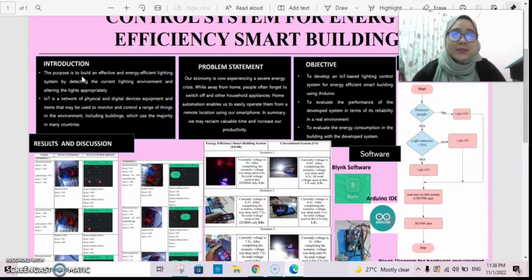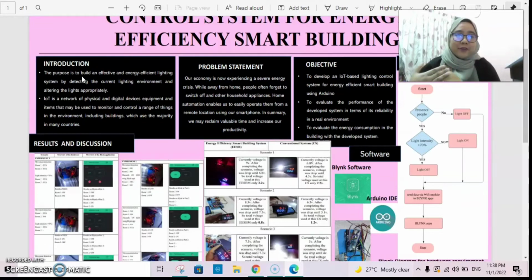For the problem statement, our economy is now experiencing a severe energy crisis. While away from home, people often forget to switch off lights and other appliances. Home automation enables us to easily operate them from a remote location using our smartphone. In summary, we may reclaim valuable time and increase our productivity.